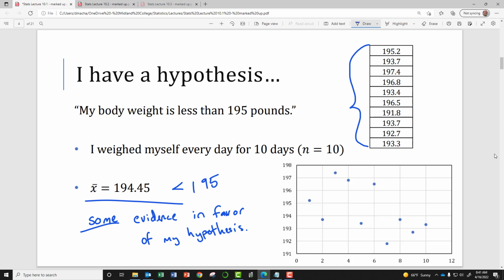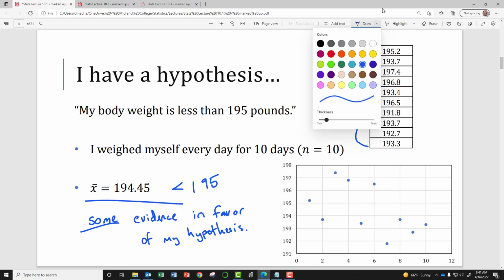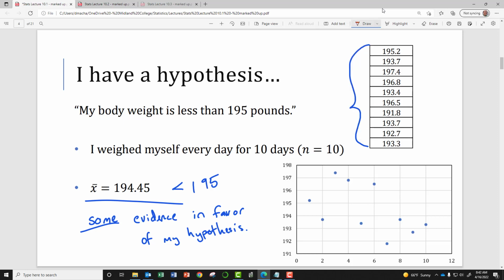Because if my sample mean was greater than 195 pounds, you really wouldn't have very much of a case for your hypothesis. But in my case, my sample mean is less than 195 pounds. But let's take a look at the way I've plotted this data right here. Here, this horizontal line is at 195 pounds. And so you can tell that over the course of the 10 days, the majority of my measurements were below 195. But there were 4 measurements that I took during the 10 days that were above 195 pounds. Again, because my weight sort of varies from day to day.